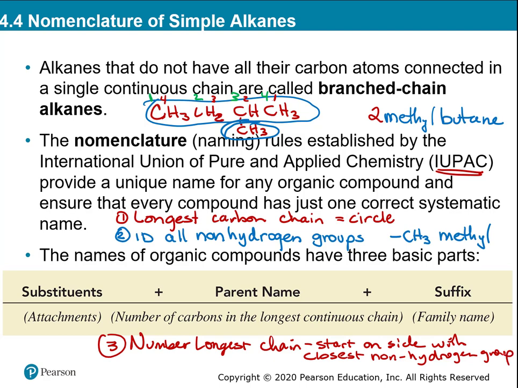Because if you have a chain, you've always got a choice. You number from one side or the other side, okay? But the rule is I always want to make my non-hydrogen groups have the lowest possible number. So I just start from each end and go in until I get to a hanging group, and then I know whichever side that is, that's the side I'm going to number from. Because that'll always give me the lowest possible number combination. Sometimes it doesn't matter, but with this one, it does.